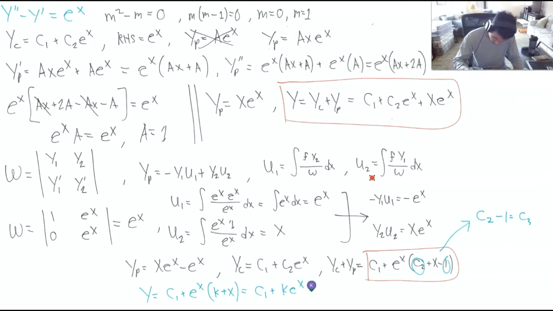Plus x e to the x. And doesn't that look exactly the same now? I should have mentioned that. See, look, a lot of times C2, a constant minus a constant, you can write as another constant. Just a little bit of an algebra trick.